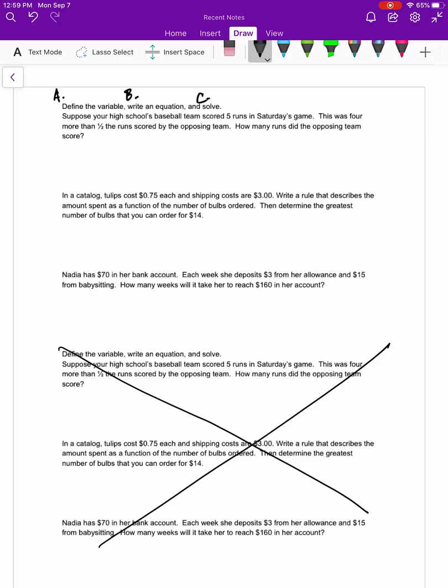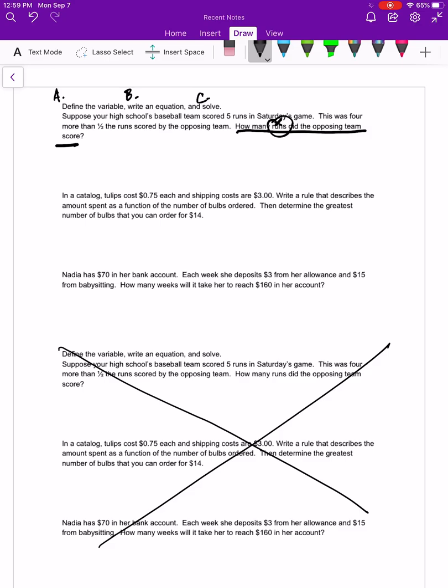The very first job to do, I guess you want to say, on the word problem breakdown poster is to underline the question. So it says, suppose your high school baseball team scored 5 runs in Saturday's game. This was 4 more than half the runs scored by the opposing team. How many runs did the opposing team score? And the beauty of starting with the question, and a lot of times in algebra, it will give you what your variable is, what you're looking for. And it says how many runs. So your runs is your x. So anytime you see the word runs, you know you're going to replace it with an X.